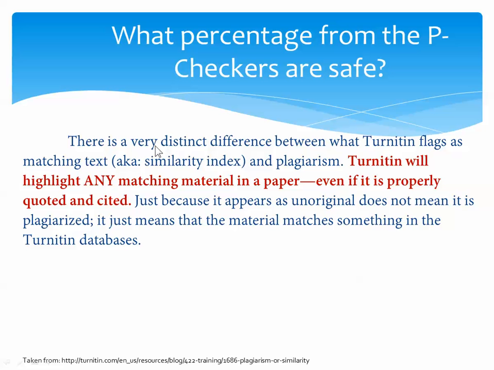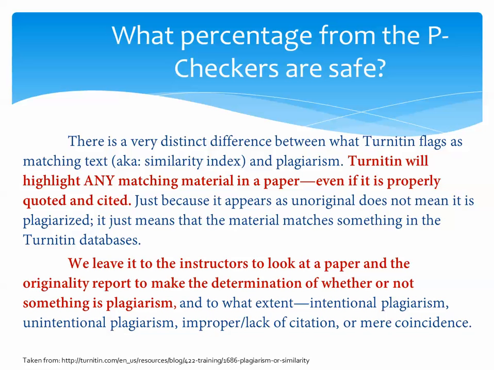Even Turnitin says, Turnitin will highlight any matching materials in the paper, even if it's properly quoted and cited. So even if you have properly quoted a material with a citation, like I said, it's a matching machine. They see something very similar, they'll match up. Even this software company says, we leave it to the instructors to look at the paper and the originality report to make the determination of whether or not something is plagiarism. So it's up to your professor, and we trust that all professors know how plagiarism checkers work, and when they use this system, they will be able to tell if you have plagiarized or not.